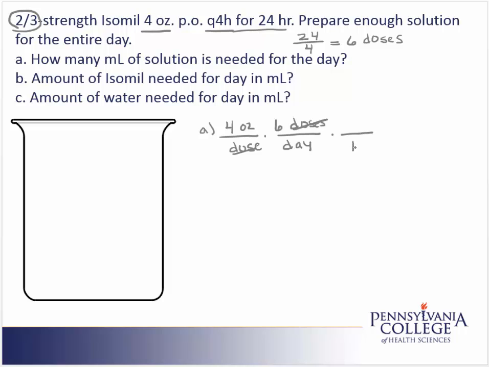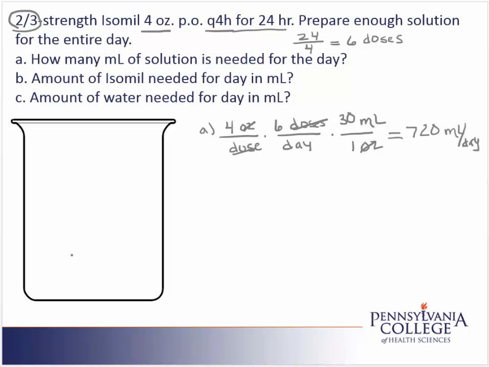I have memorized that 1 ounce is the same as 30 milliliters. And that allows me to cancel ounces. And so I've converted the order into milliliters per day, which is exactly what's asked in part A, how many milliliters for the course of a day. So on my calculator, I'm going to take 4 times 6 and take that answer times 30, and that gives me a total of 720 milliliters per day.